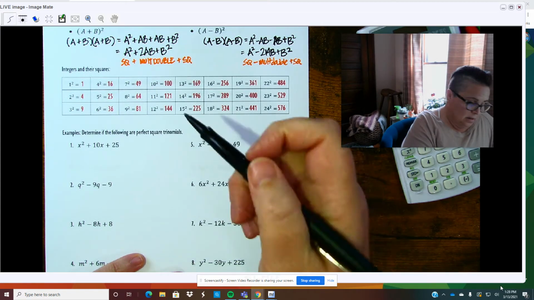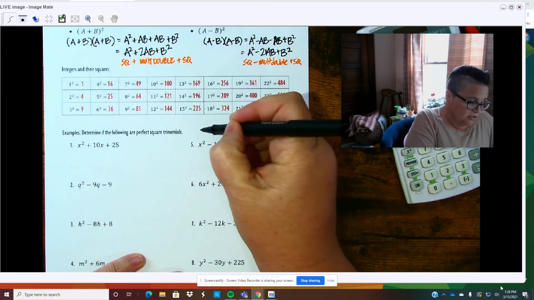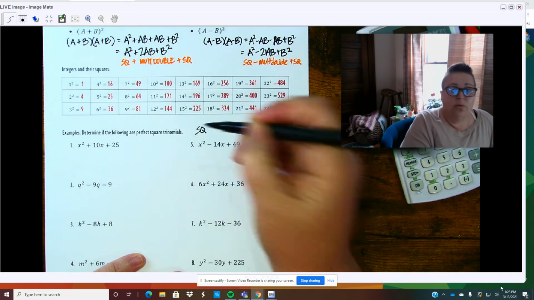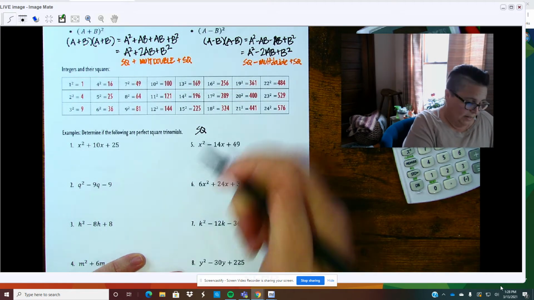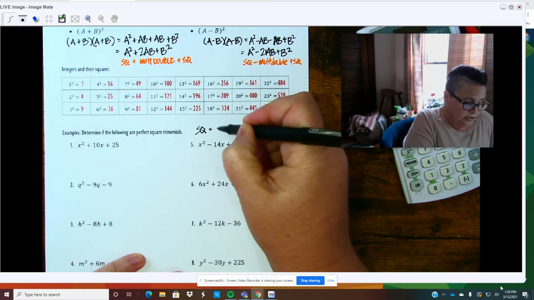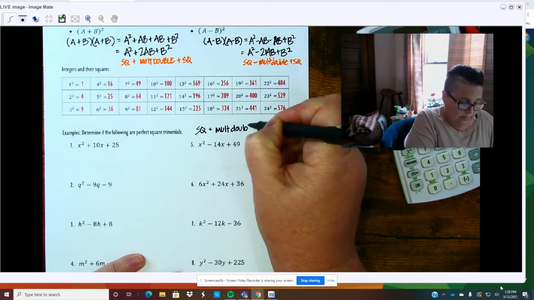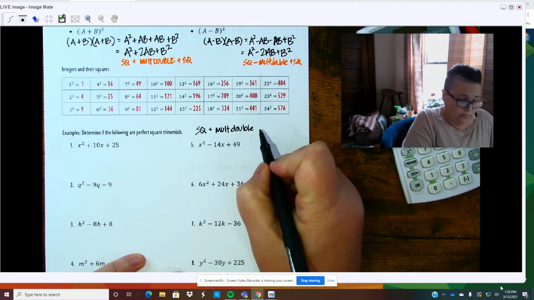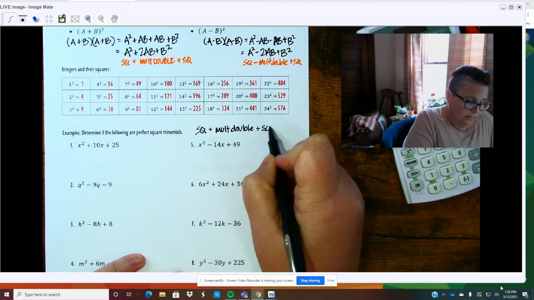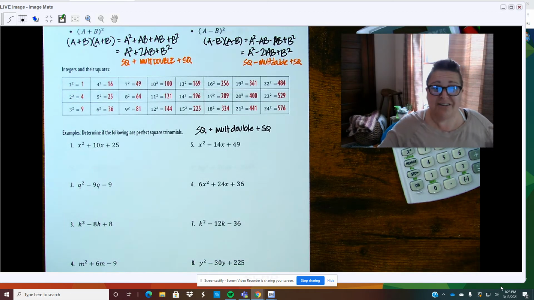Remember again, the idea here is, do you recognize the pattern where the first term is a perfect square, the second term is a multiply double, and the third term is also a perfect square? Right? So here's how I would do this. May not be how you recognize it, but it is how I do.